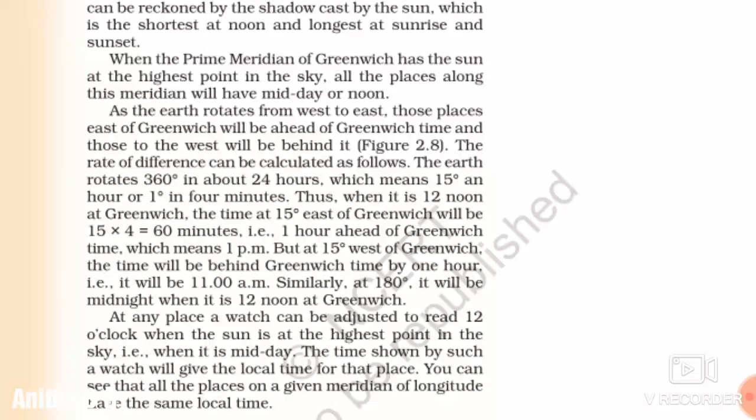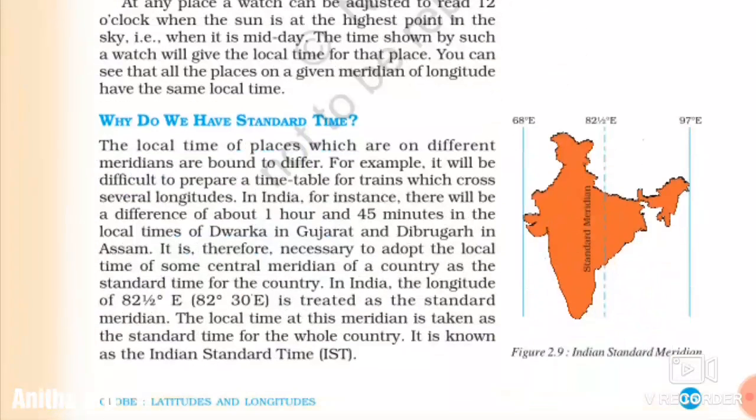At any place, a watch can be adjusted to read 12 o'clock when the sun is at the highest point in the sky. That is, when it is midday, the time shown by such a watch will give the local time for the place. You can see that all the places on a given meridian of longitude have the same local time.